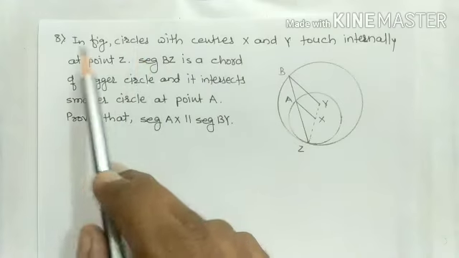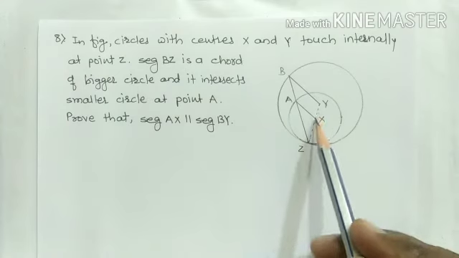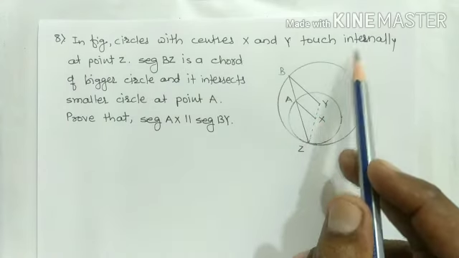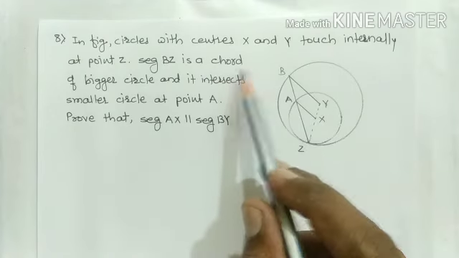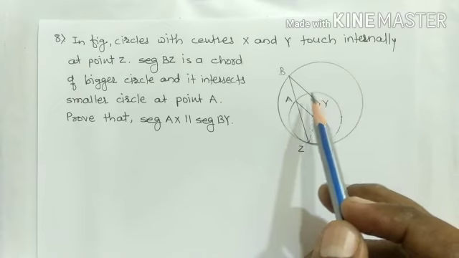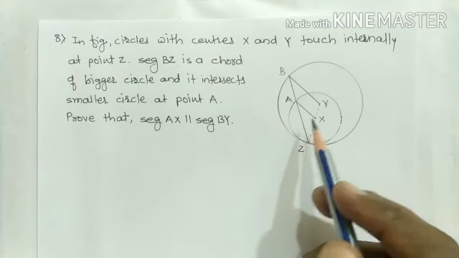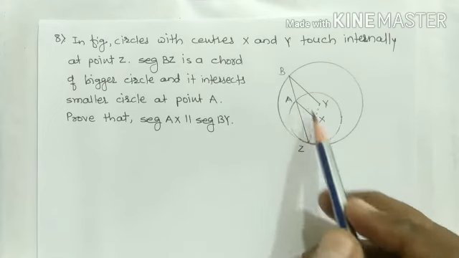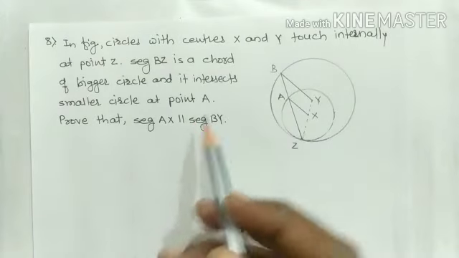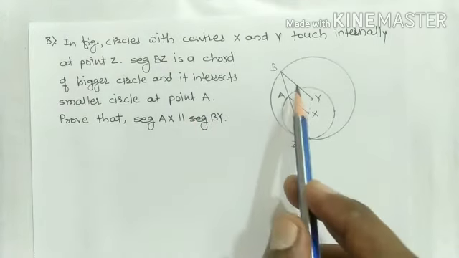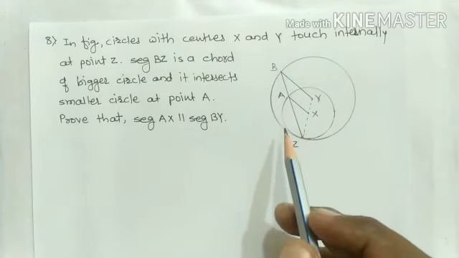Now the next example is example number 8. In the figure, circles with centers X and Y touch internally at point Z. Segment BZ is a chord of the bigger circle and it intersects the smaller circle at point A. We have to prove that segment AX is parallel to segment BY. To prove this, we have to use a test of parallelism, that is alternate angle test, interior angle test, or corresponding angle test.